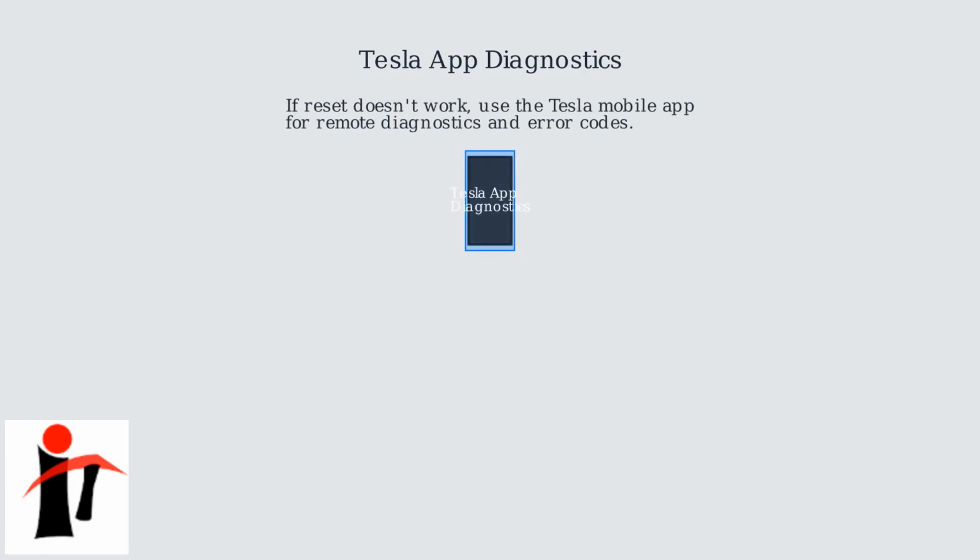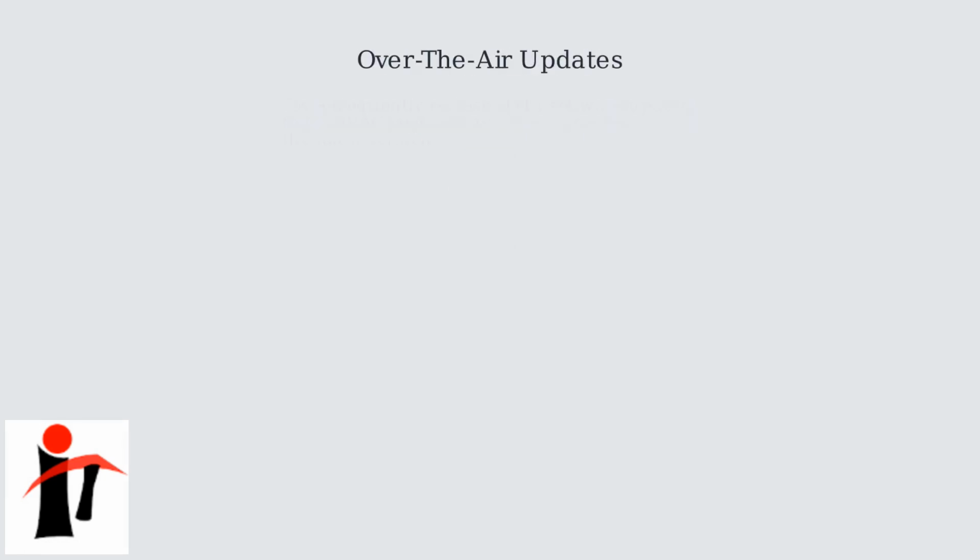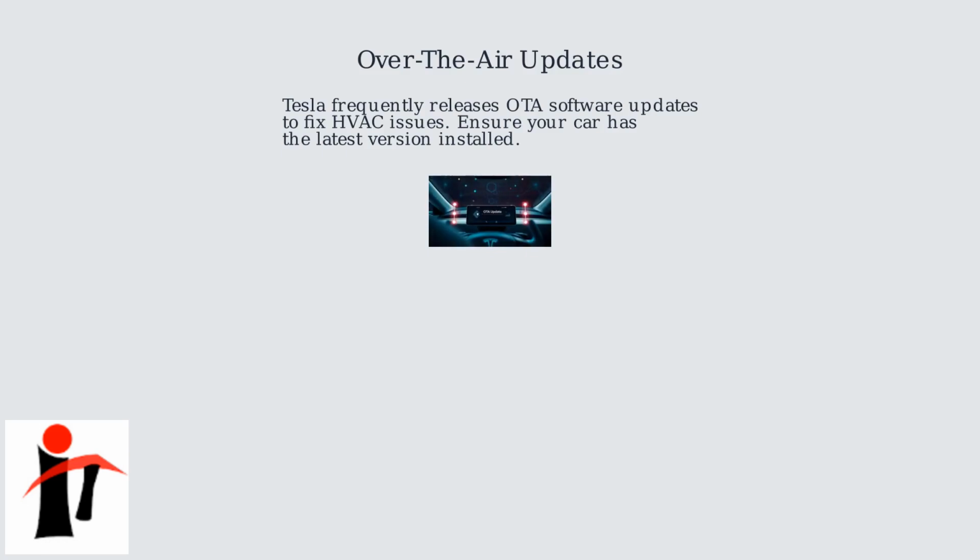If the touchscreen reset doesn't resolve the issue, use the Tesla mobile app for remote diagnostics. The app can check for error codes and provide guidance on next steps. Tesla often pushes over-the-air software updates to address HVAC problems. These updates can fix bugs and improve system performance without visiting a service center.